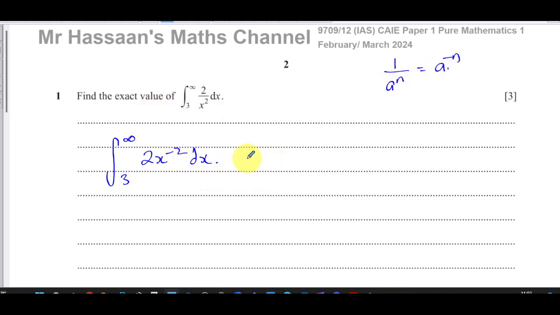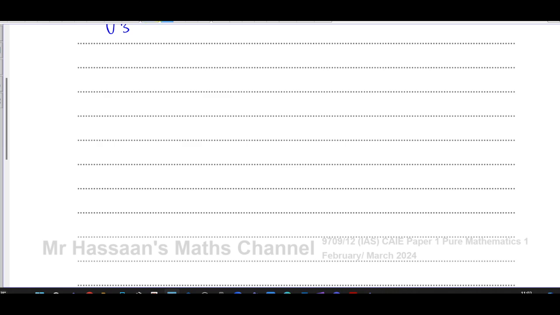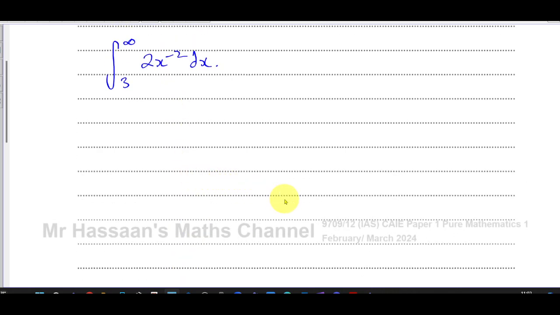Now we are ready to integrate this. To integrate this, we basically add 1 to the power and divide by the new power. So we get rid of the integral sign and we have this square bracket now. So this is going to be 2x to the power of minus 1 divided by minus 1, and we have limits of infinity and 3.